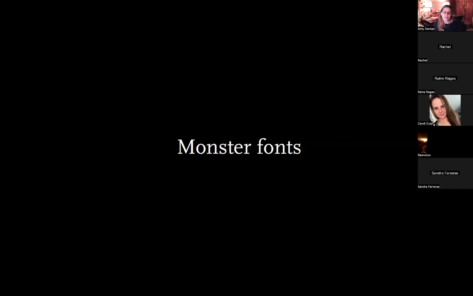Okay, last chapter here. We're going to be going into monster fonts. Any idea what could possibly be monster fonts? We've talked about fashion fonts. Now we're going into monster fonts. And no, I don't mean Lady Gaga's monsters.